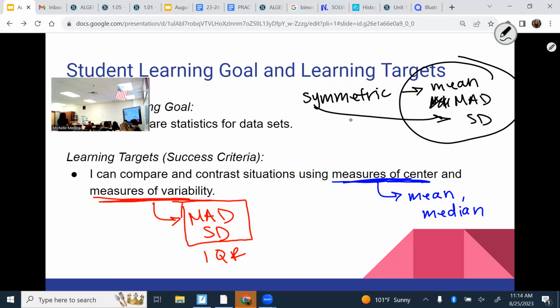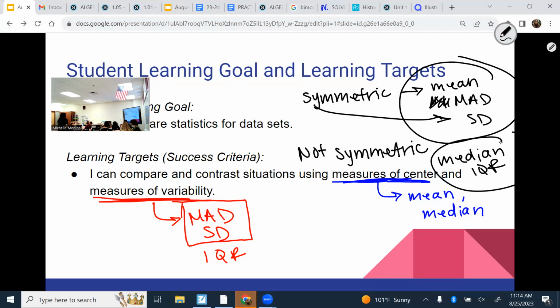But then on the flip side, we have not symmetric. That's when we prefer what over the mean? The median for center, and then the IQR for spread. And I remember these as their own group, because you cannot find the IQR unless you know what the median is first. Questions on that?